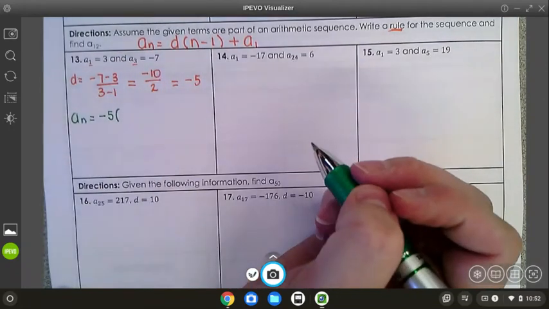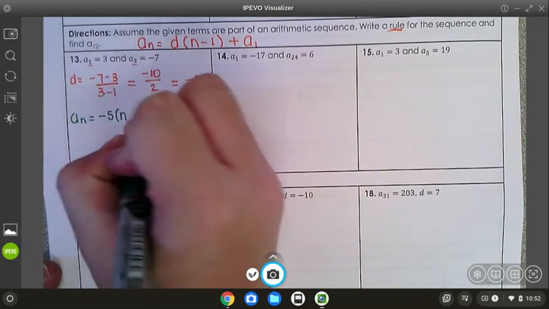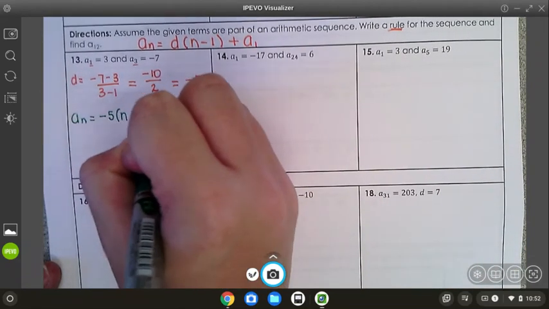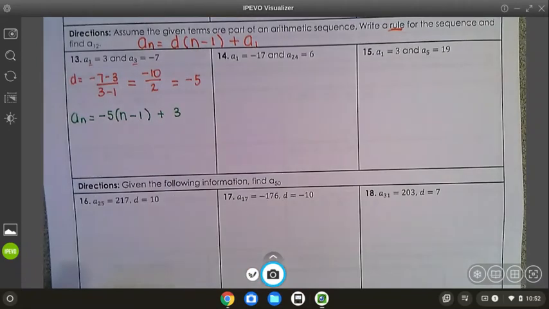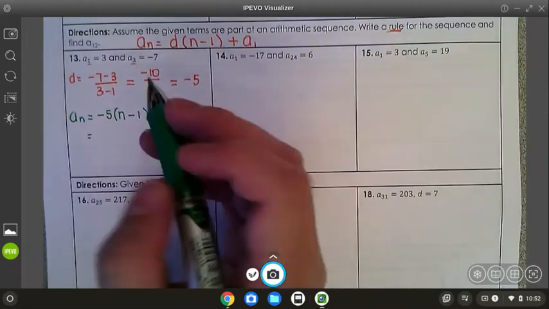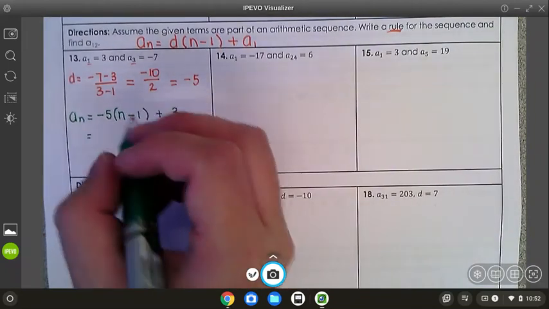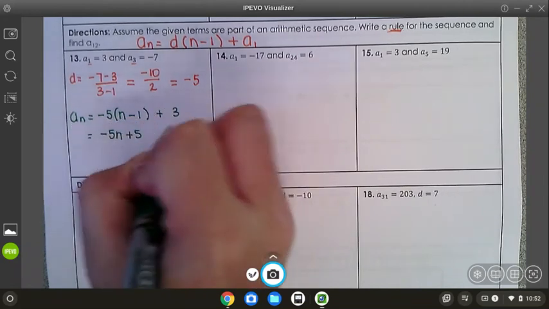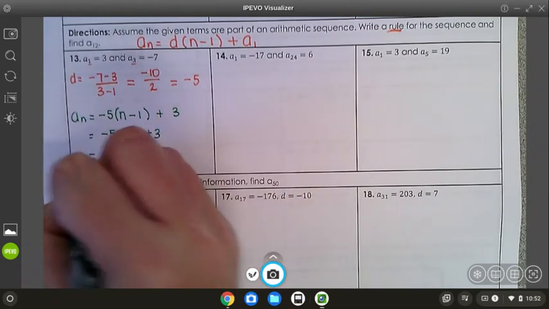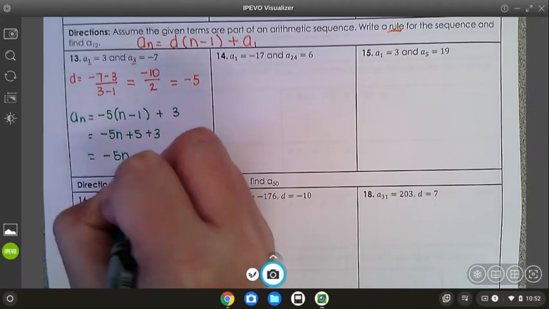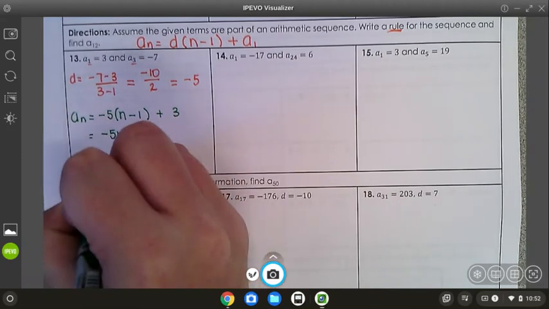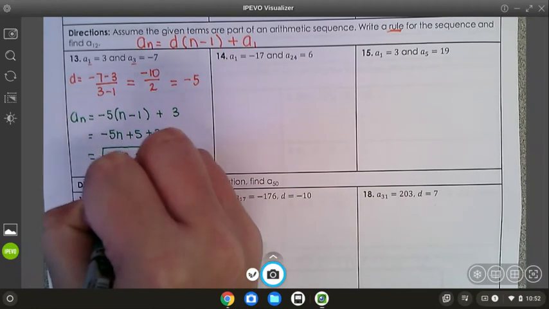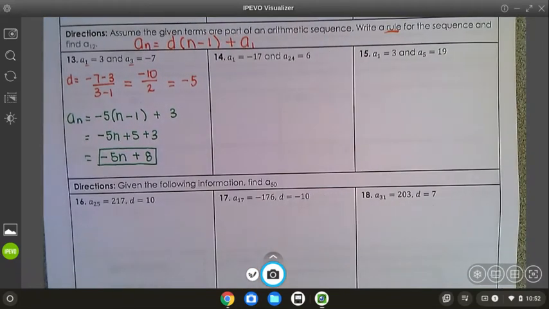-5. Remember, when we write a formula, we just leave in n. Then we're going to distribute the -5. And then I have the +3. And we get -5n plus 8.